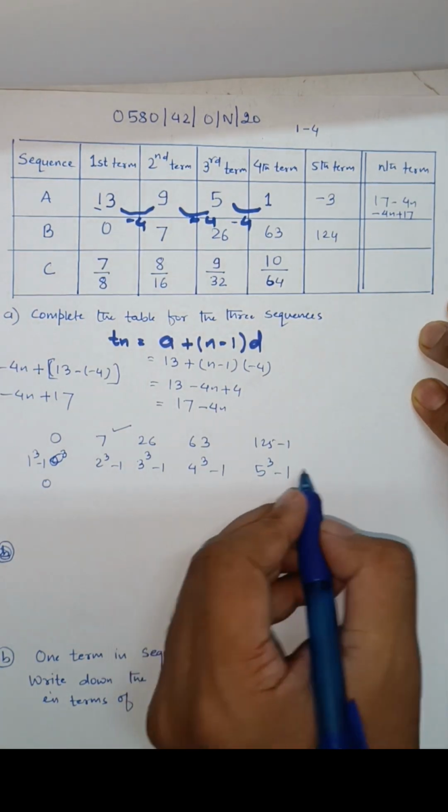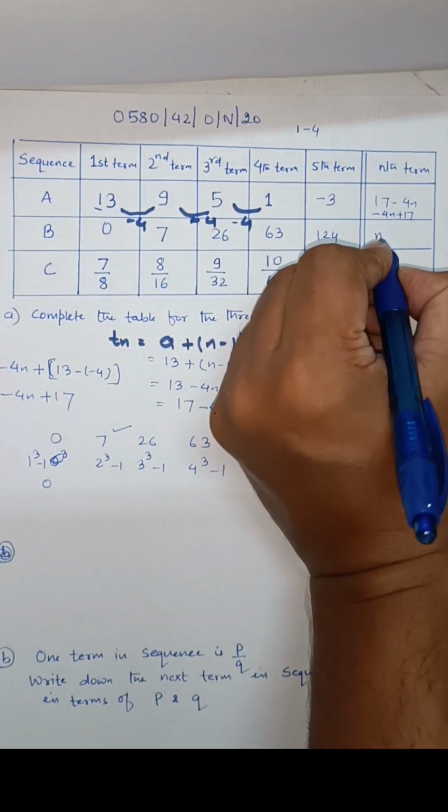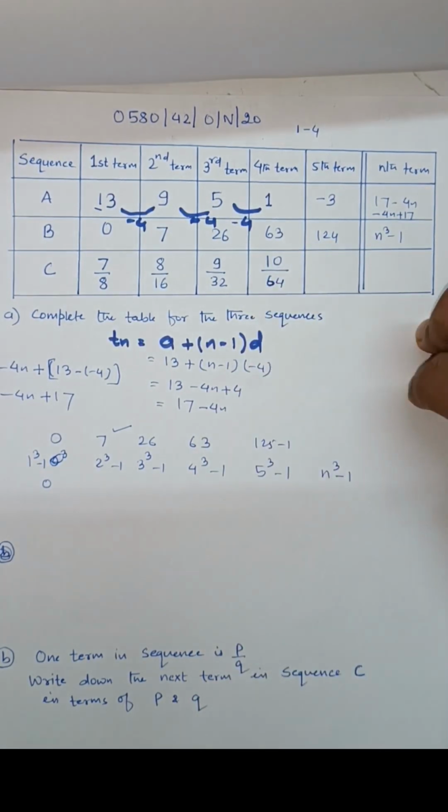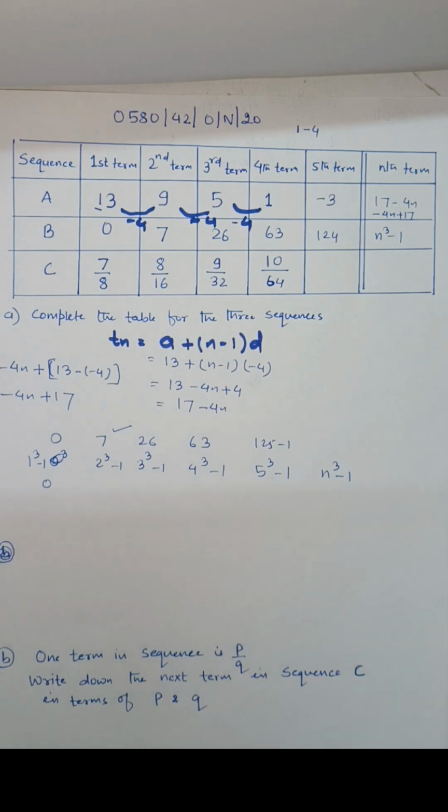Now the nth term. In a similar way we can write here n cube minus 1. So this is going to be n cube minus 1. So this way, it's not necessary that we have to apply a formula. We have to think about what we can do. Like in this, if you see here, 0, 7, 26, 63, 7 is 2 cube minus 1, 26 is like 3 cube minus 1, right? So we can subtract 1 and we can get the answer. So this way we have to identify the pattern, and then we have to implement the formula.